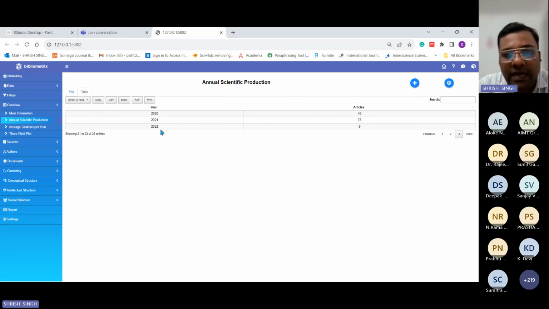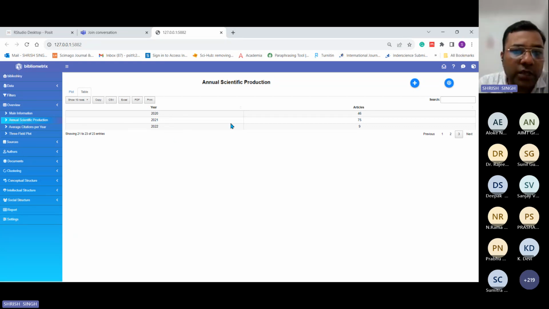So this data was extracted in the month of March 2022, right? So at that moment, there were only 9 articles. But if you are now going to use those keywords once again, the data will be different. So this data was of March 2022. At that moment, in 2022, there were nine articles which had the same keywords, right?